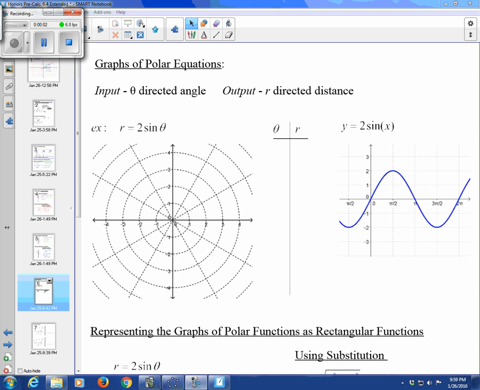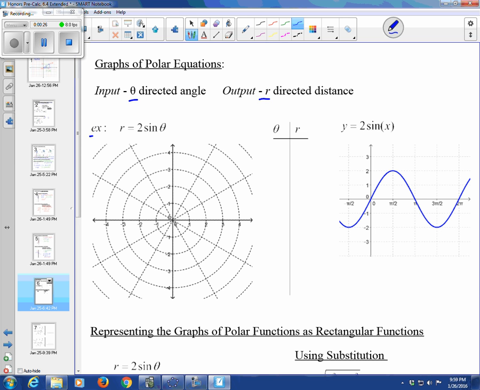Alright guys, so this is our final video on the polar coordinate system, or the polar plane. And in this video we are going to talk about graphing polar functions, or polar equations. Now the points for these polar equations are going to be defined by inputs of the directed angle theta and outputs of r values, the directed distance, right?